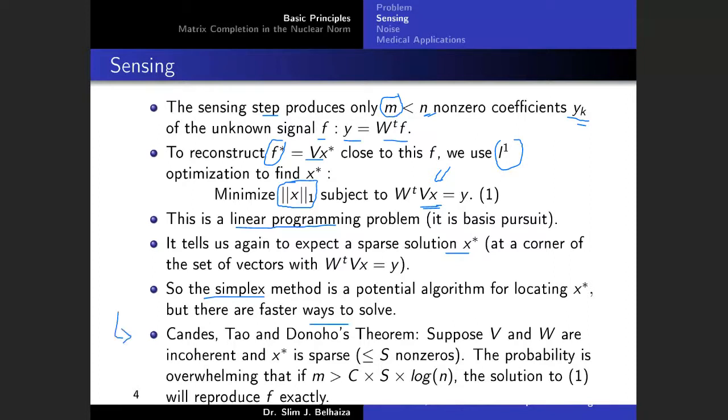So in fact, the Candes, Tao, and Romberg theorem supposes that V and W are incoherent and X star is sparse. So it means that it has a number less or equal to S non-zeros. And the probability is overwhelming that if you have M, which is larger than C times S times log of N, the solution you can obtain will reproduce F exactly, which is pretty surprising. Okay?